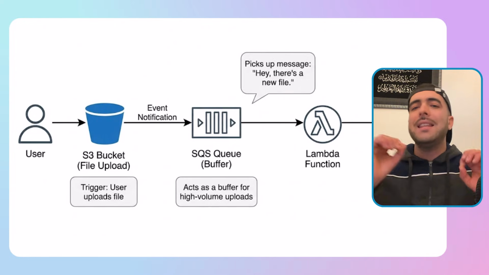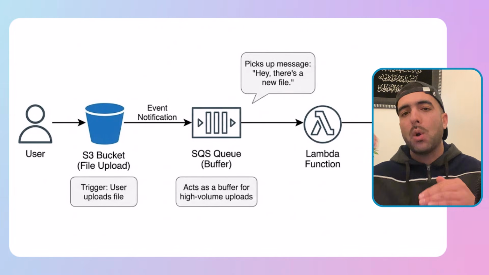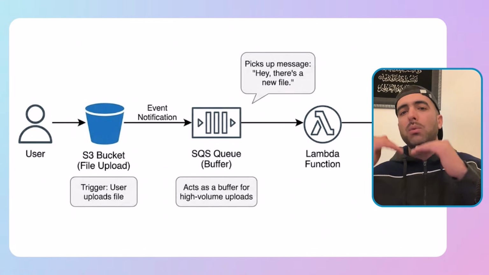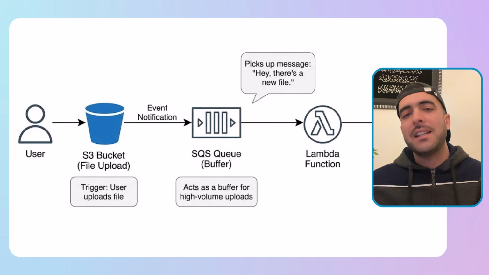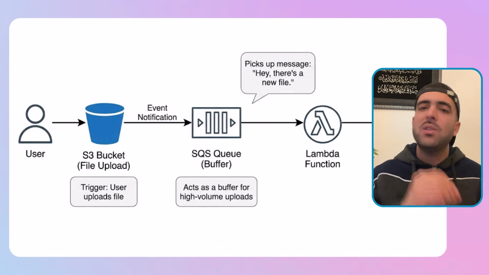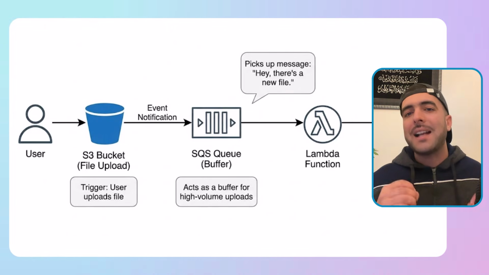Now, the trigger is an S3 bucket, and this is where the user will upload their file. But you don't want to process it immediately, because what if 10,000 or 100,000 other users upload their files all at once? You will crash your servers. Instead, S3 sends an event notification to an SQS queue, so this acts as a buffer.